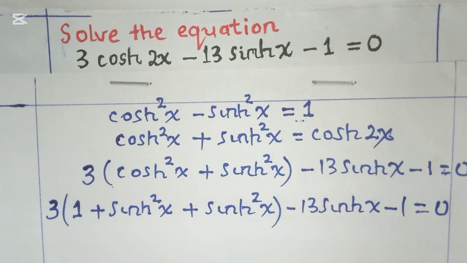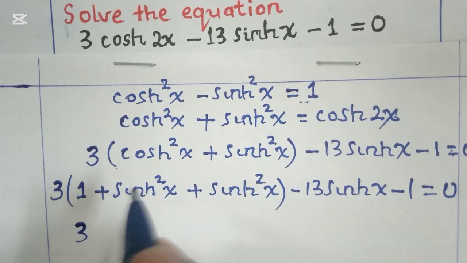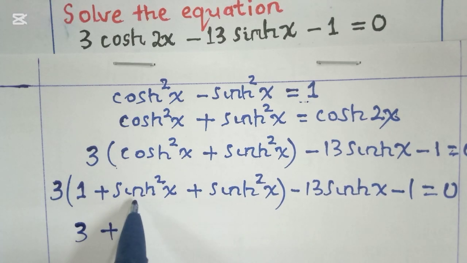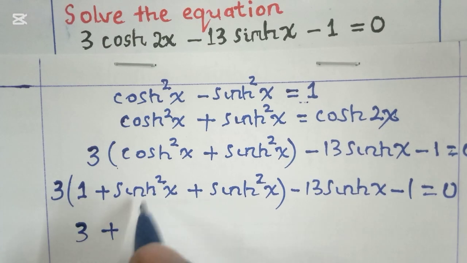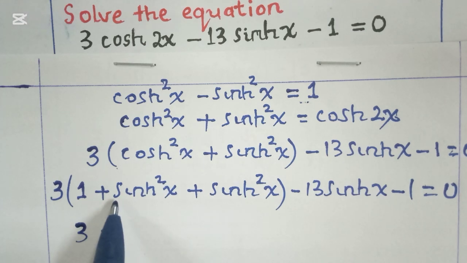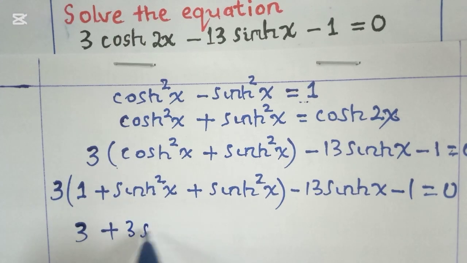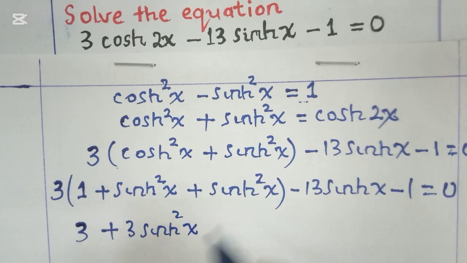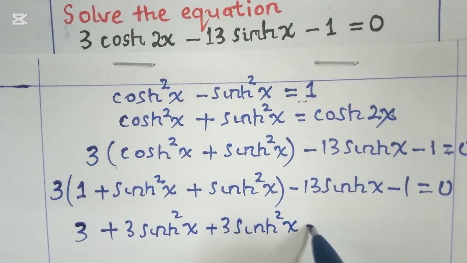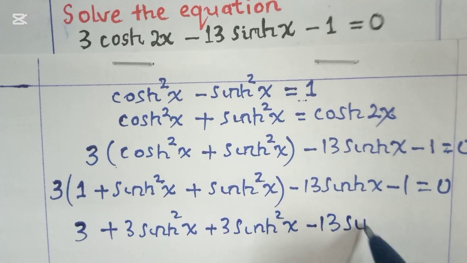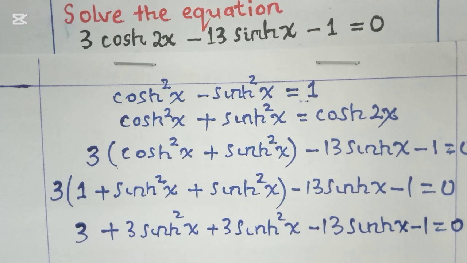And so according to the equation, I will have 3 for this one plus 3 sinh squared x plus sinh squared x, of which this one now, guys, will be 4, not 4 but 3 plus 3, because we shall have, maybe I can write it, 3 sinh squared x plus 3 sinh squared x, now minus 13 sinh x minus 1 equals to 0. So that's how, guys, it is going to be.